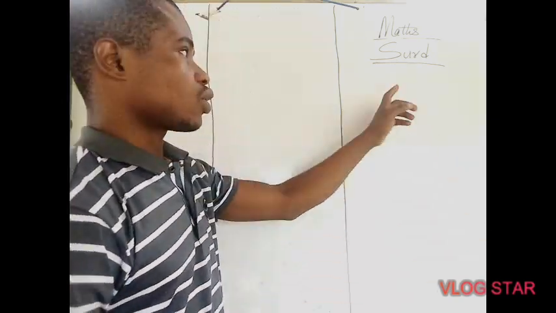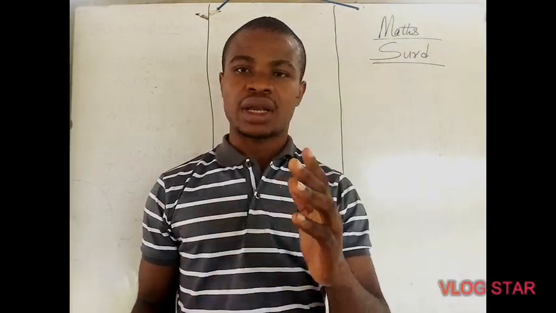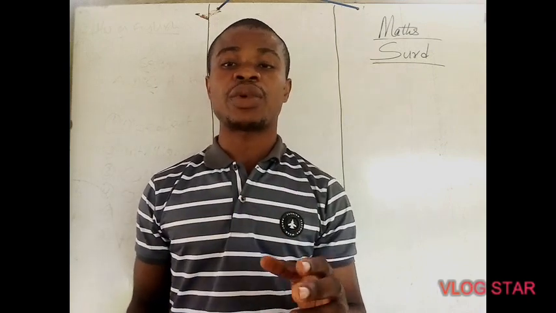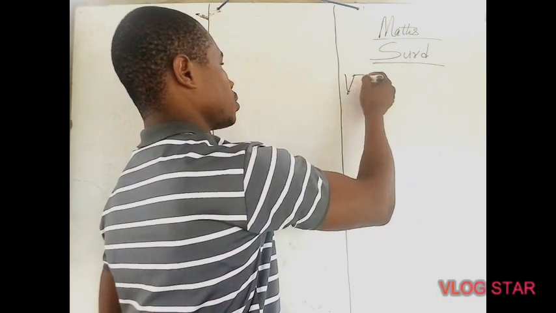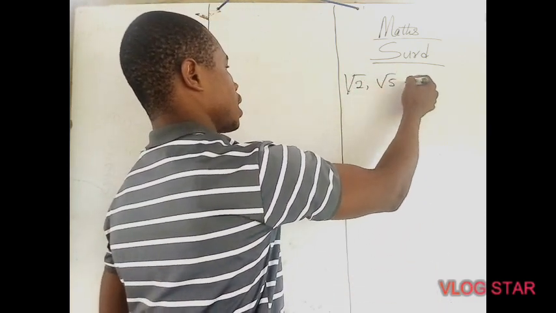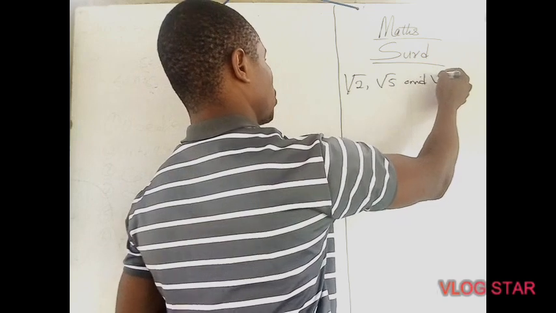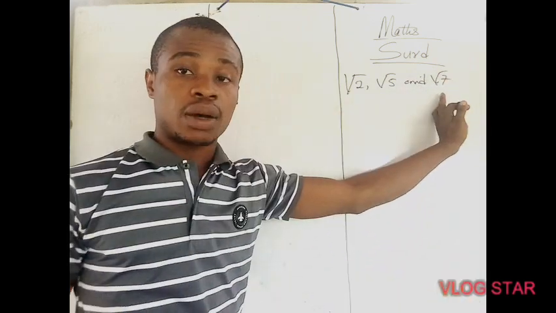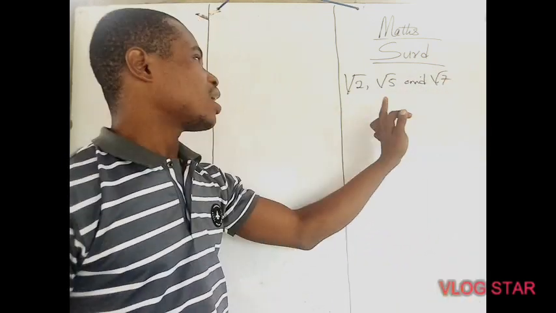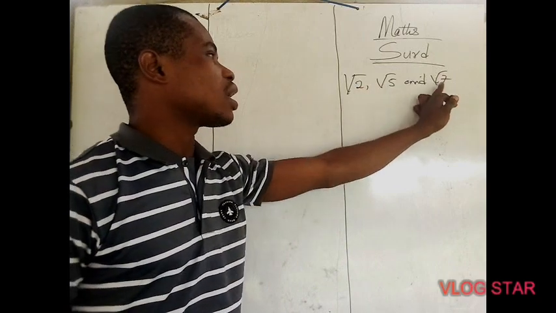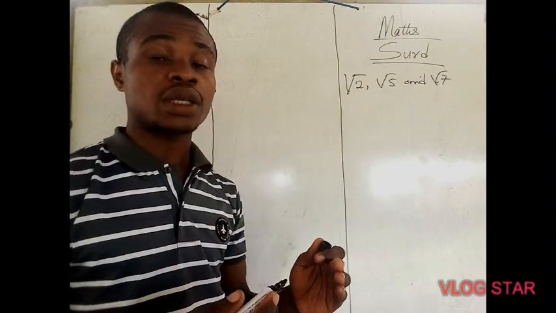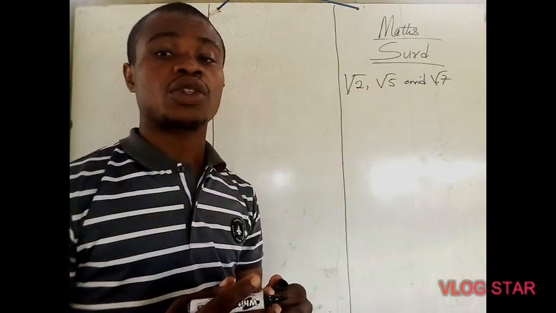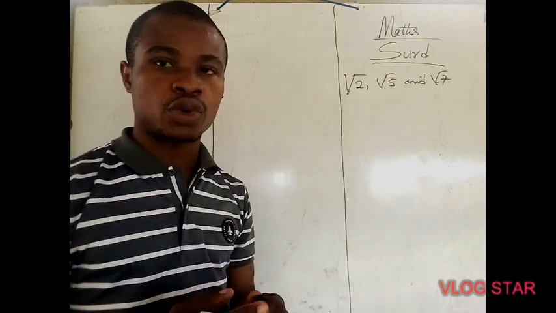Today we are going to look at surds. What is a surd? A surd is simply defined as the root of rational numbers, or they can equally be defined as irrational numbers. What do we mean? Numbers that are not determinable except by their approximate values. Examples are root 2, root 5, and root 7. These are what we call surds. They are irrational numbers, and we call them the roots of rational numbers, because their exact values are not determinable except by their approximate values.